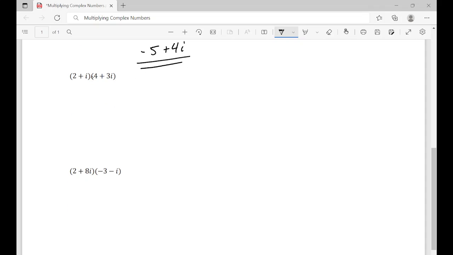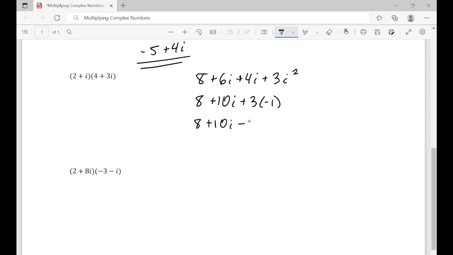Next we have 2 plus i times 4 plus 3i, so we're just going to FOIL or distribute it. 2 times 4 is going to give me 8. 2 times 3i gives me 6i. i times 4 is just going to give me 4i. And then i times 3i is going to give me 3i squared. Now, combine like terms. 8 is 8, but 6i and 4i is going to give me 10i. And again, we remember that i squared is just -1, so when we simplify it down, 8 plus 10i minus 3. Then I can just combine the 8 and the -3 to give me 5 plus 10i. Since it's already in the right form, I got nothing else to do but underline it, saying that's the answer.